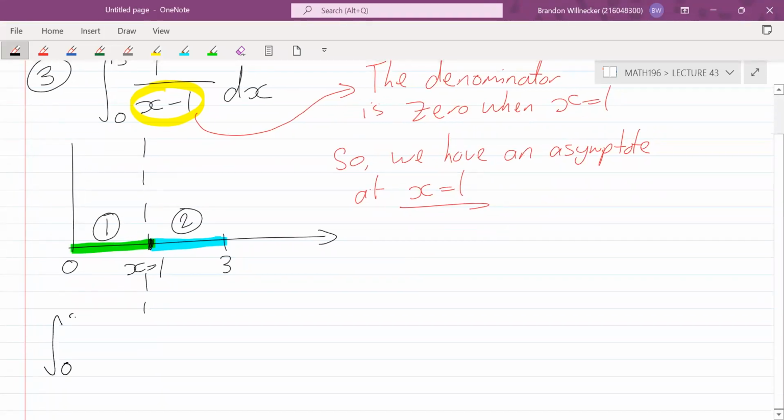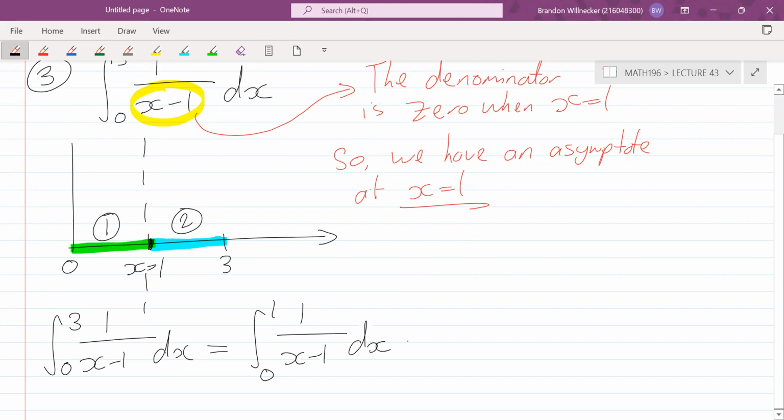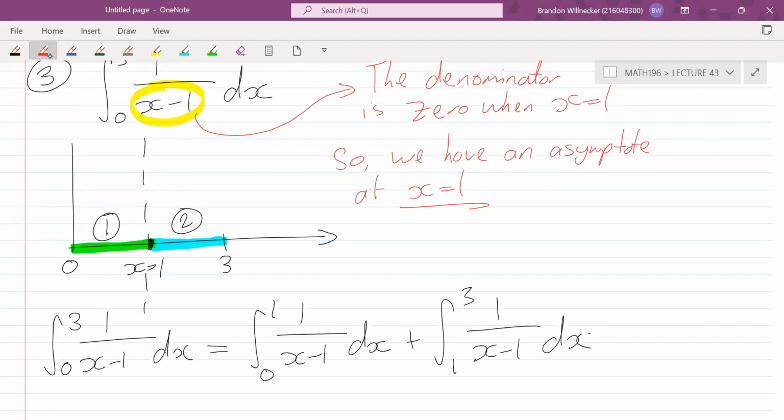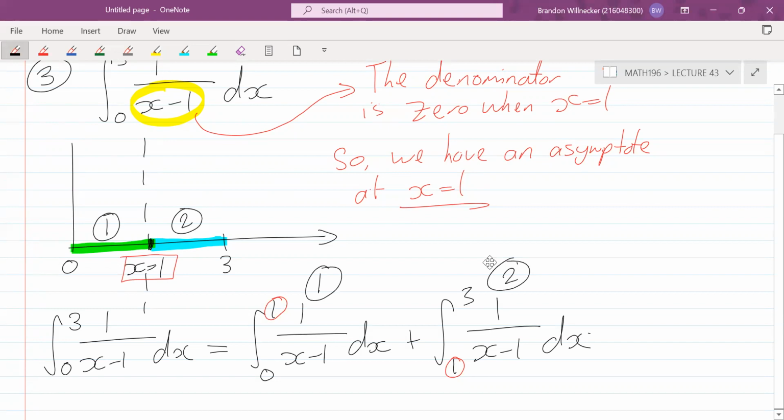So the integral from 0 to 3, 1 over x minus 1 dx. We need to split it up. So it will be the integral from 0 to 1, 1 over x minus 1 dx, plus the integral from 1 to 3, 1 over x minus 1 dx. Okay, because we've got this asymptote here at 1. So we've got integral number 1 to do and integral number 2 to do. So let's start off with number 1.